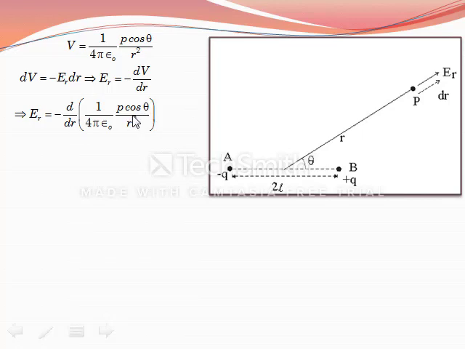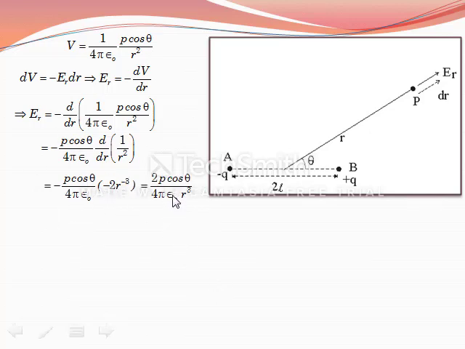So let's take the constant terms out of this differentiation sign. This is what we have done. So we are left with the differentiation d by dr of 1 by r square. 1 by r square means r to the power minus 2. So d by dr of r to the power minus 2 is minus 2 r to the power minus 3. Simplified, we have E_r as this much.